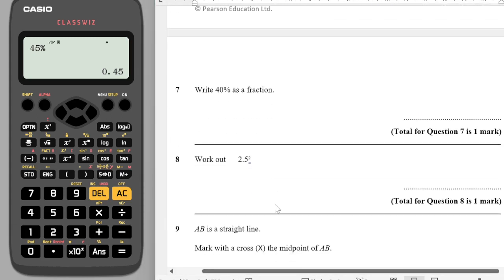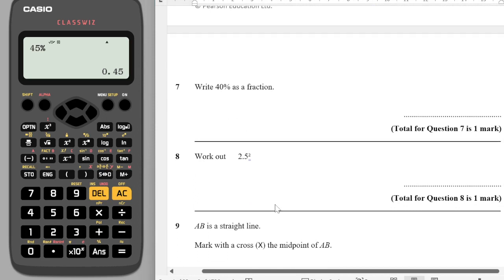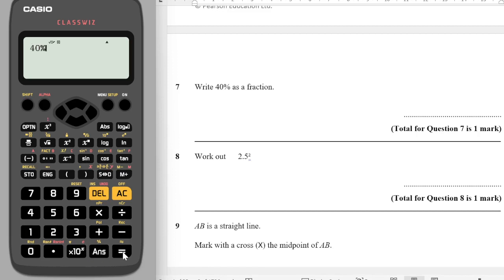Right, question 7. Write 40% as a fraction. So 40% as a fraction, again, you can do this on your calculator if you wanted to. Shift, 40%, equals 2/5.